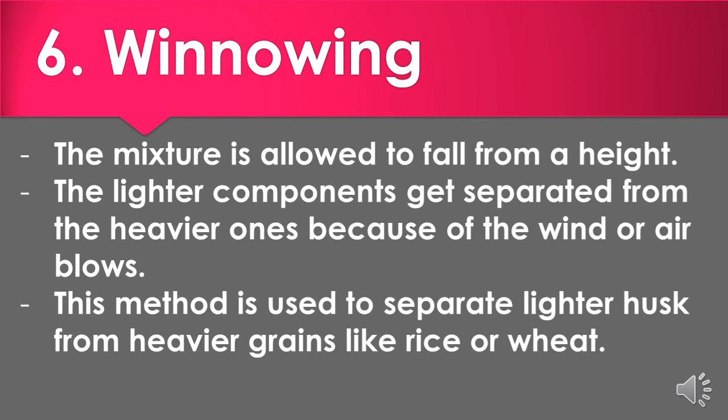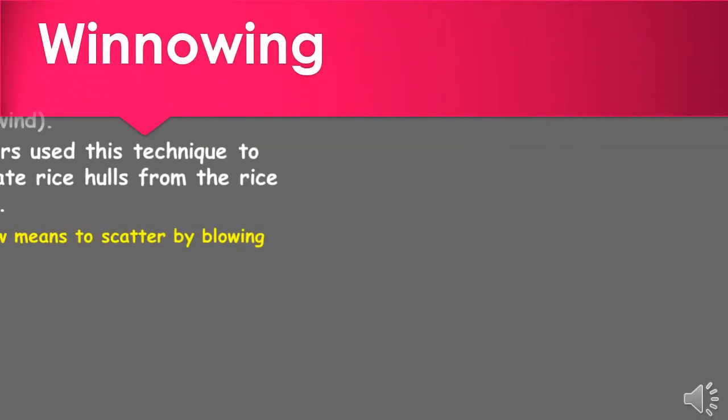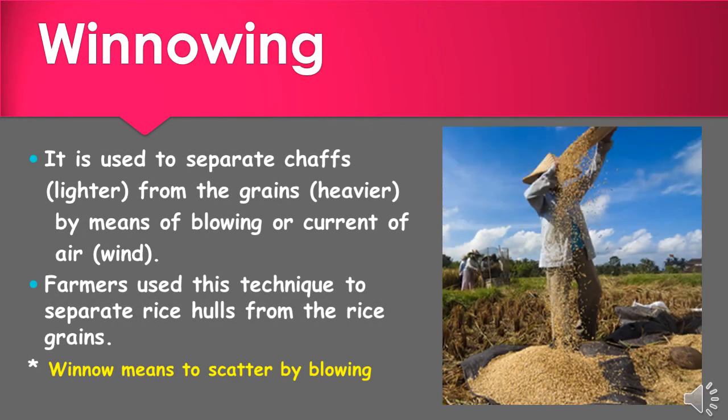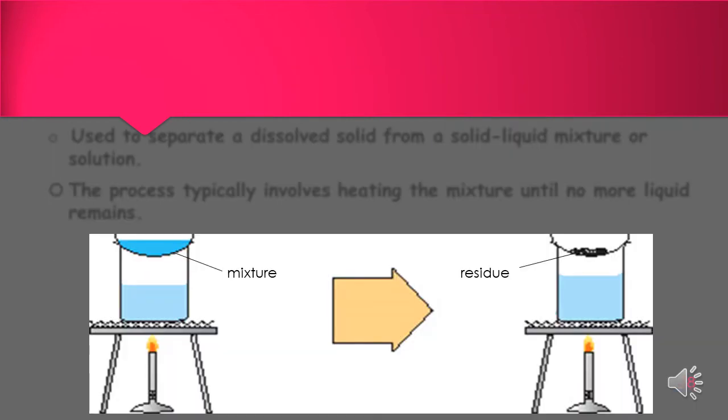So it's used to separate chaffs from the grains by means of blowing or the current of air or wind. So farmers, like I said, use this technique to separate rice hulls from the rice grain. So the word winnow means to scatter by blowing.